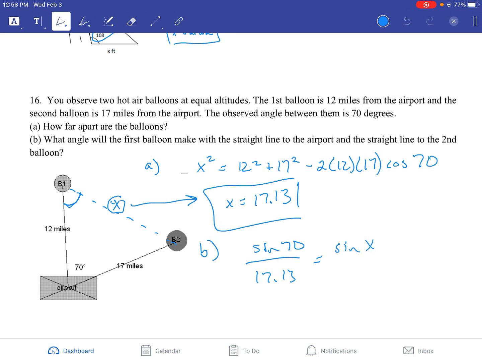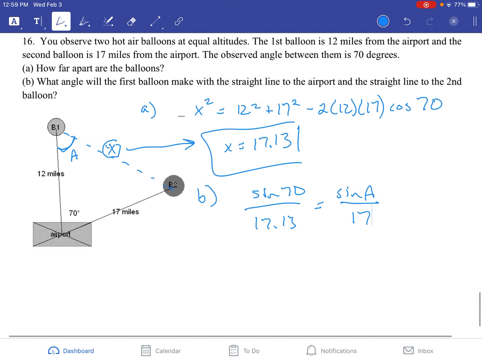Actually, no, let's label that A. Sine of A over 17. So we're going to have 17 times the sine of 70 and divide that by 17.13. Take the inverse sine of that answer, and you're going to get A is equal to 68.84.